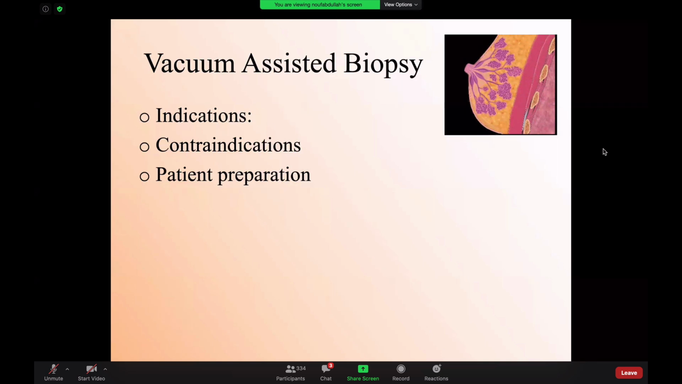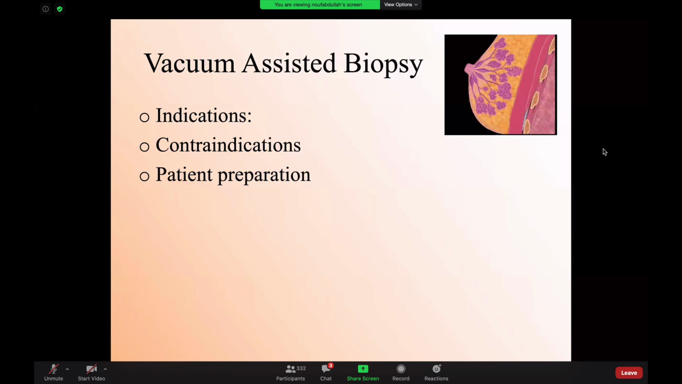There's no significant contraindication. I would try not to use the vacuum-assisted biopsy if the patient is on warfarin or heparin because the size of the vacuum-assisted biopsy needle is usually large. So when we do a core biopsy, and this is important to keep in mind, guys, we usually use a 14 gauge needle. For vacuum-assisted biopsy, we usually use a bigger needle.